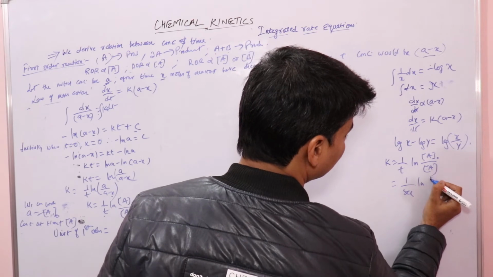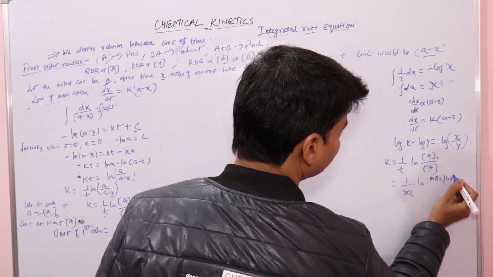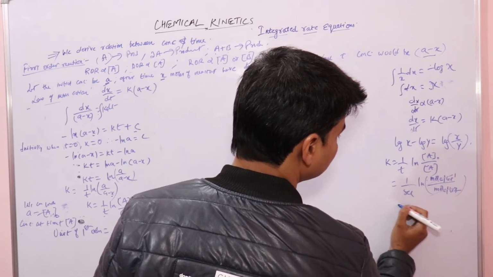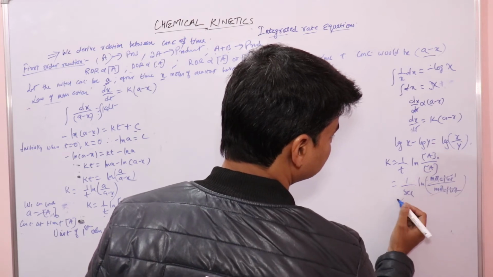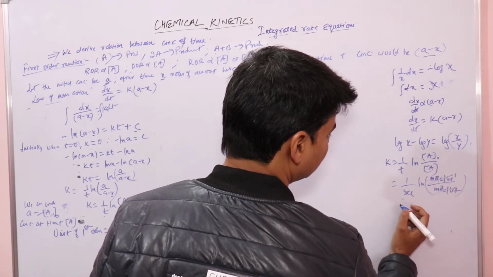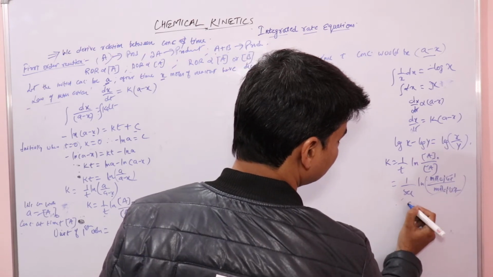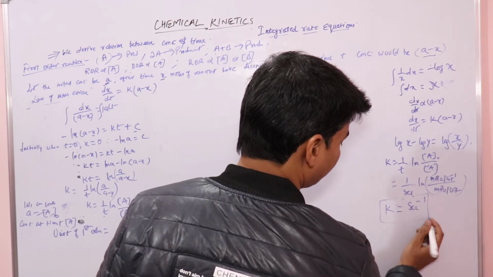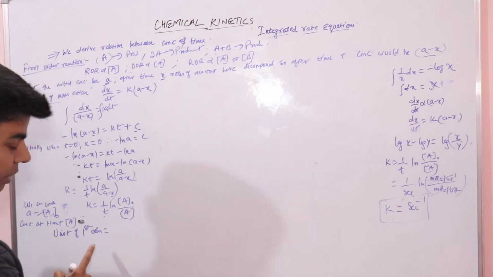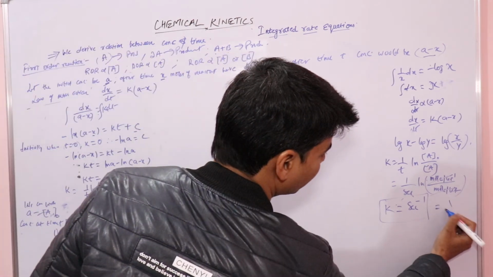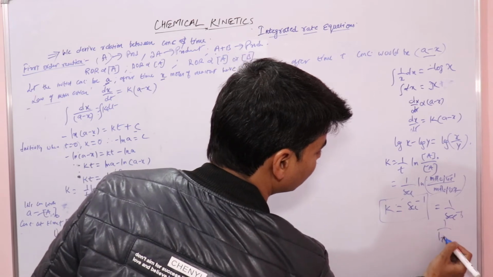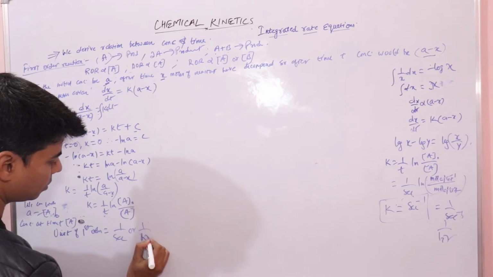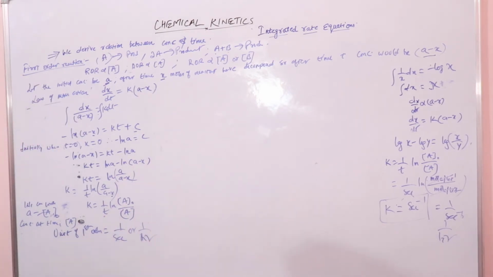This is, let's say, moles per liter. This is again moles per liter, right? So these two cancel each other. Log, right? So here these both are cancelled, so we have this. So the unit of rate constant for first order reaction is 1 upon second, or 1 upon s. It's equal to 1 upon second. This is the unit, right, for first order reactions.